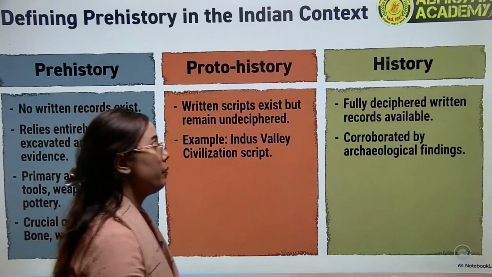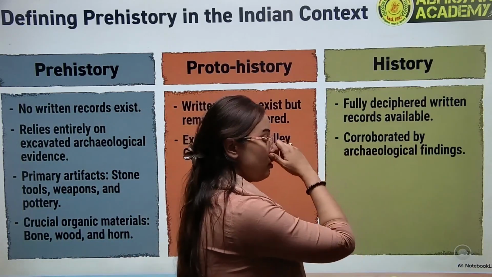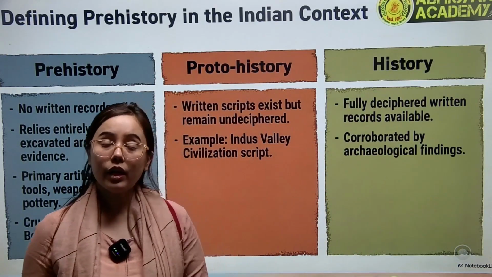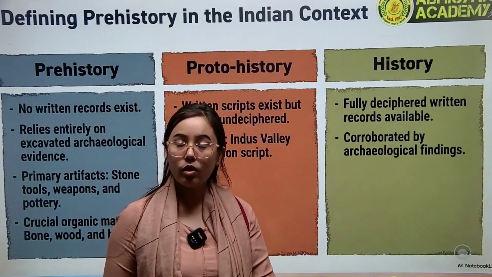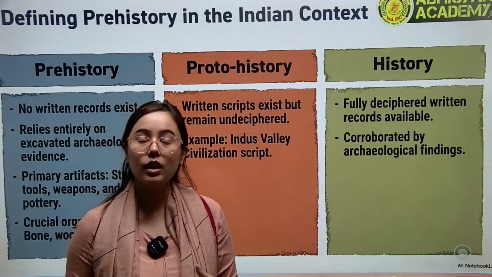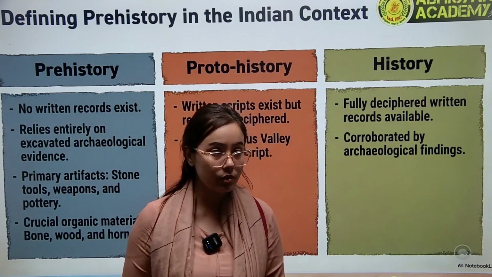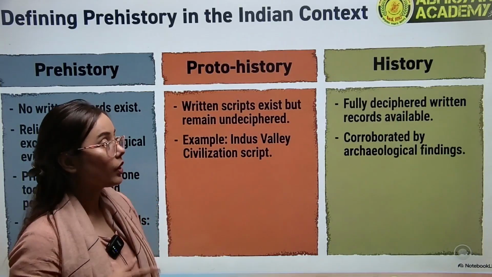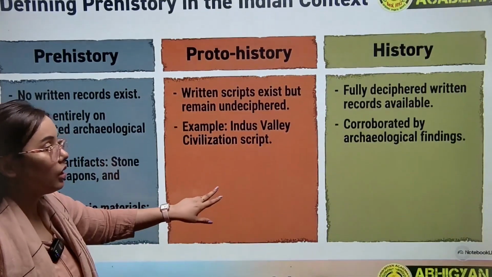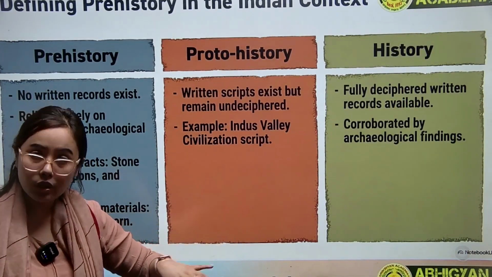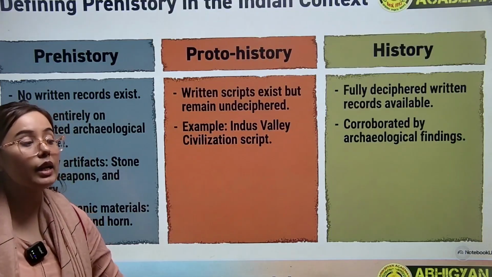Here the Vedic age is a part of this history, where we have the written records in the form of the four Vedas: Rig Veda, Atharva Veda, Sama Veda, and Yajur Veda, and also the language that they have used. We have deciphered that language.